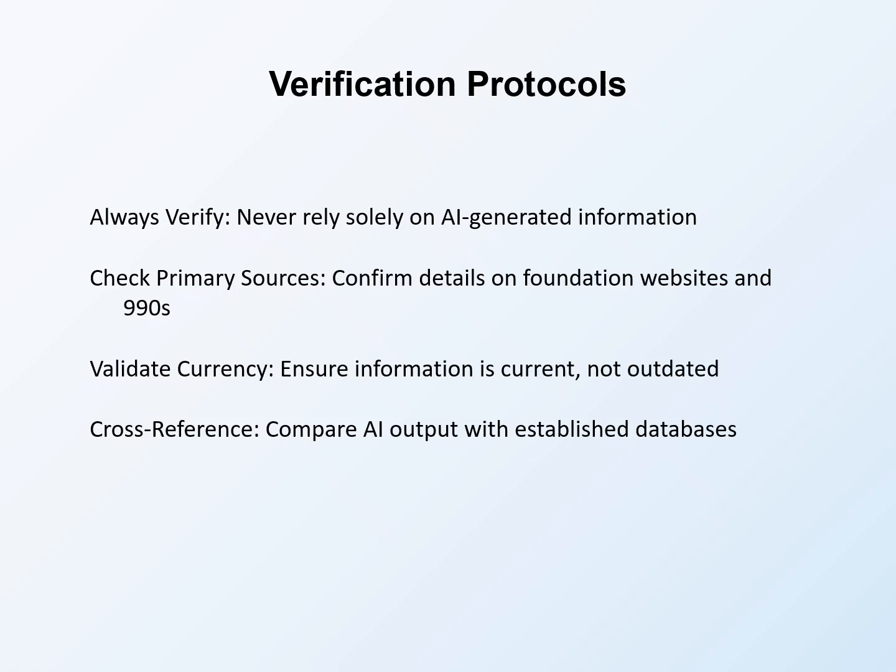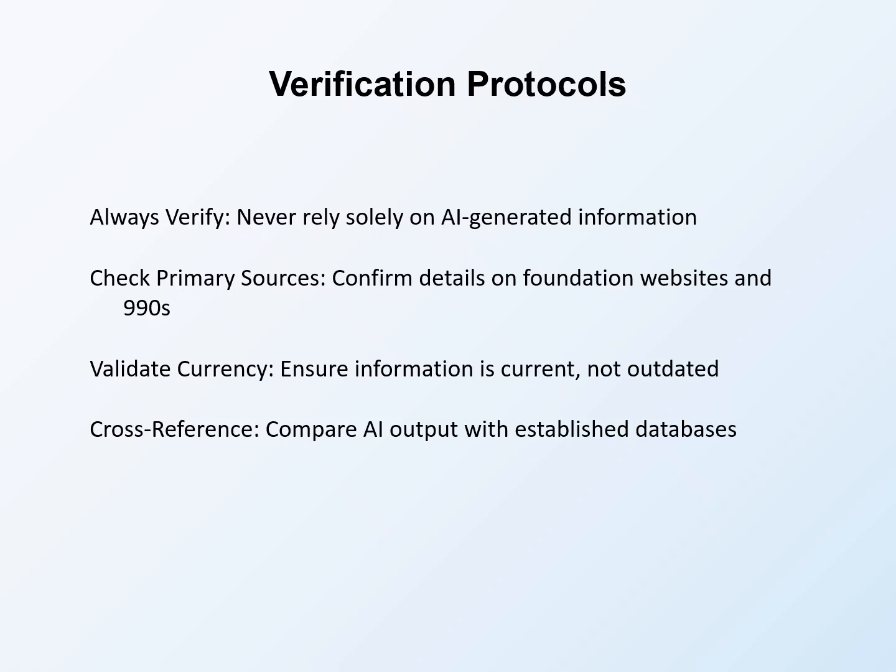Checking primary sources means going to foundation websites, reviewing actual 990 PF filings, and confirming details directly. If the AI says a foundation funds youth programs in the Southwest, check their website and recent grants to confirm. Do not assume accuracy.